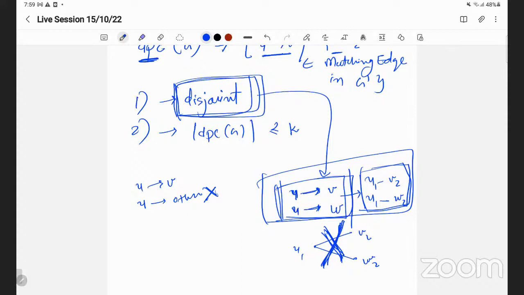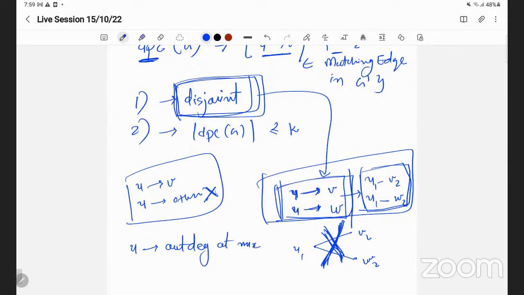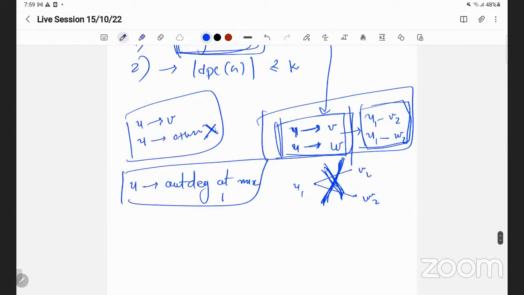So this will ensure that any vertex will appear on at most one path. So this is a half proof. Actually, what this will ensure is any vertex will have out degree at most one. We only proved that any vertex will have out degree at most one, because I'm only considering U to V and U to another vertex.